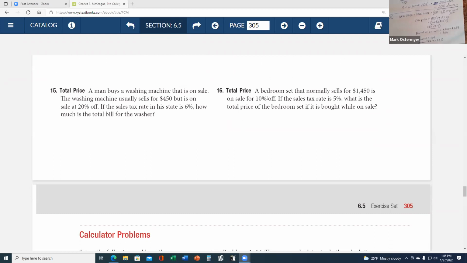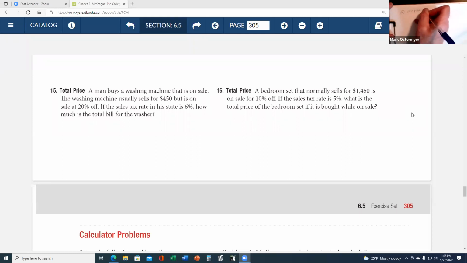Okay, here's a good one. A bedroom set normally sells for $1,450 and is on sale for 10% off. If the sales tax rate is 5%, what is the total price of the bedroom set if it is bought while on sale? Well, ladies and gentlemen, the first thing we need to find out is what the sale price is. Do you agree? So let's write down on our paper for number 16, sale price.